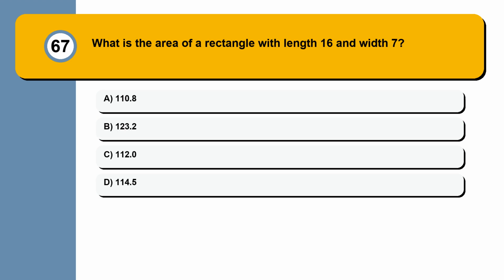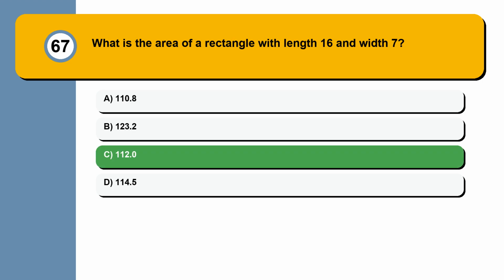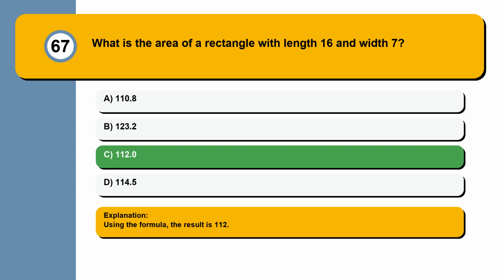Question 67. What is the area of a rectangle with length 16 and width 7? 110.8, 123.2, 112.0, 114.5. Using the formula, the result is 112.